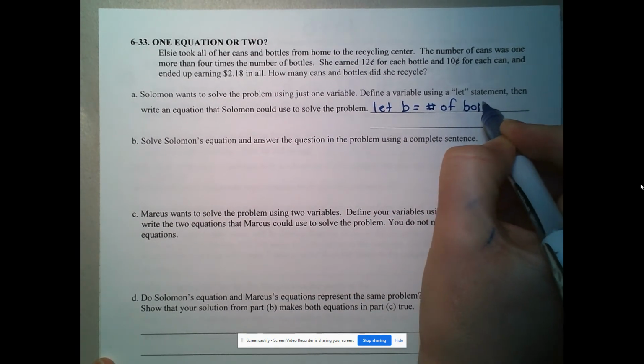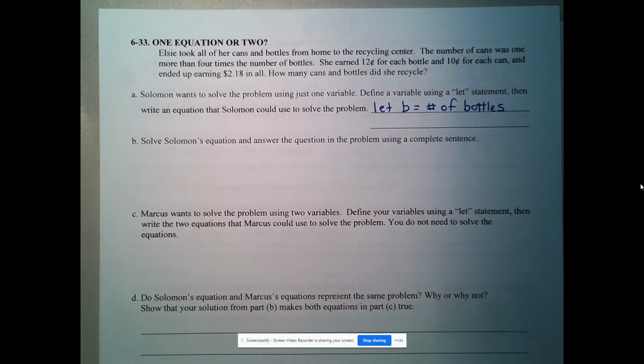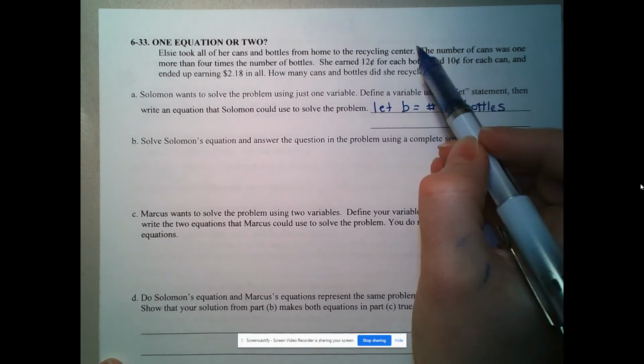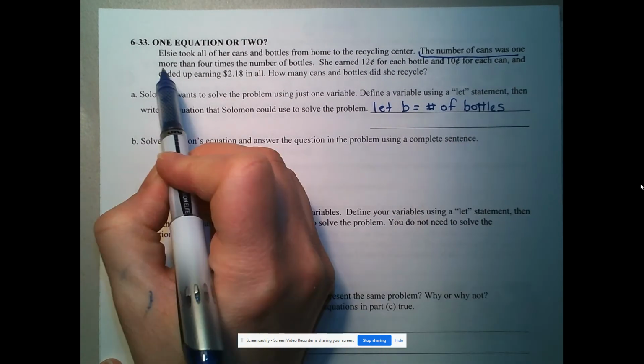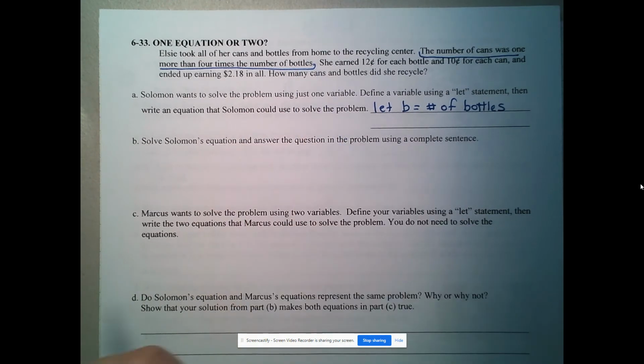Remember, it's discrete. It's something that we count. So I don't need another unit. We count the bottles, so technically that's your units. And this sentence, the number of cans was one more than 4 times the number of bottles, is going to work in as part of our equation.